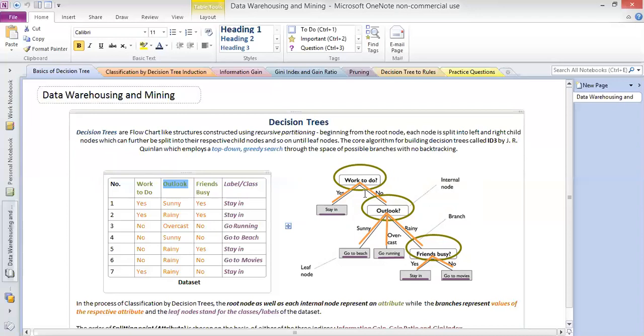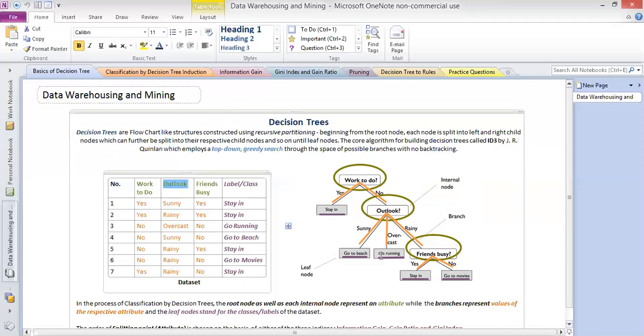The third category is the labels. The labels, we see three unique labels, actually four here. One is stay in, the other one is go running, the third one is go to beach, and the fourth one is go to movies. You see they're marked in purple on the right side in the decision tree.